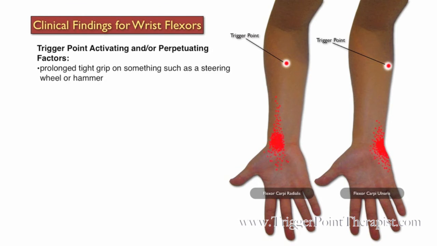Activating and perpetuating factors for trigger points in the wrist flexors include prolonged tight grip on something such as a steering wheel or a hammer, and pulling weeds.